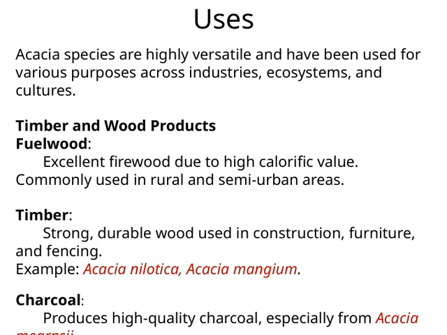In addition to firewood, acacia wood is also used for timber in construction, furniture, and fencing. The wood from species like Acacia nilotica and Acacia mangium is known for being strong and durable, making it suitable for a range of practical applications. Another important use is charcoal production. Particularly, Acacia mearnsii is prized for producing high-quality charcoal. This type of charcoal burns well and is often preferred for grilling and industrial uses. Overall, these uses highlight the importance of acacia species in providing sustainable resources that support local livelihoods and industries.